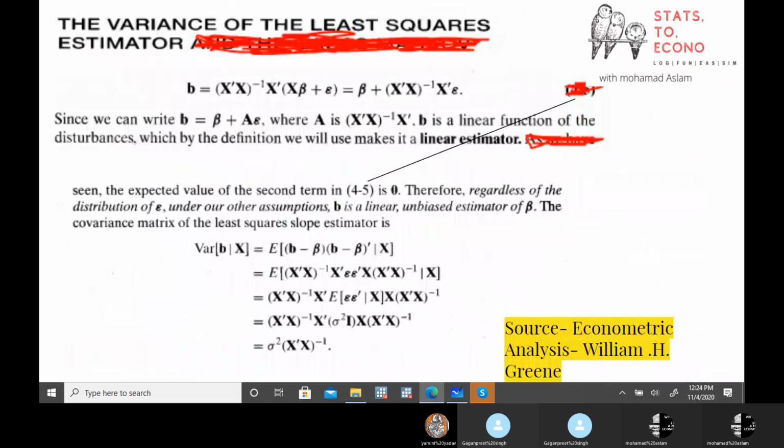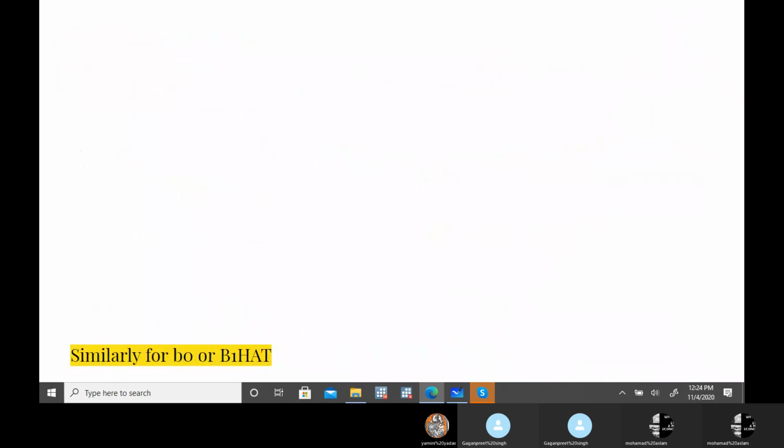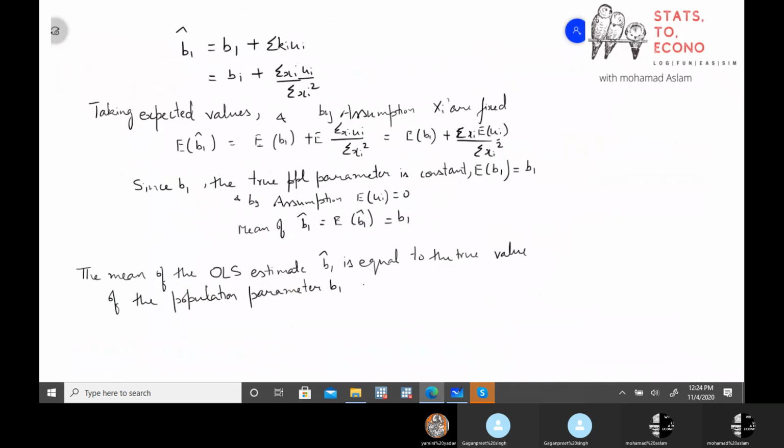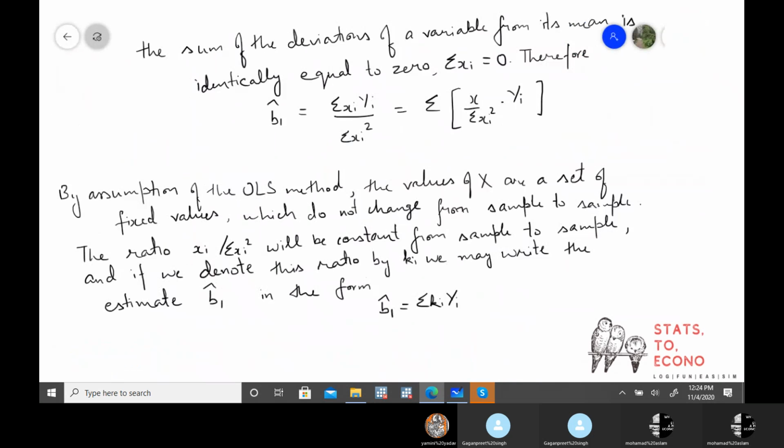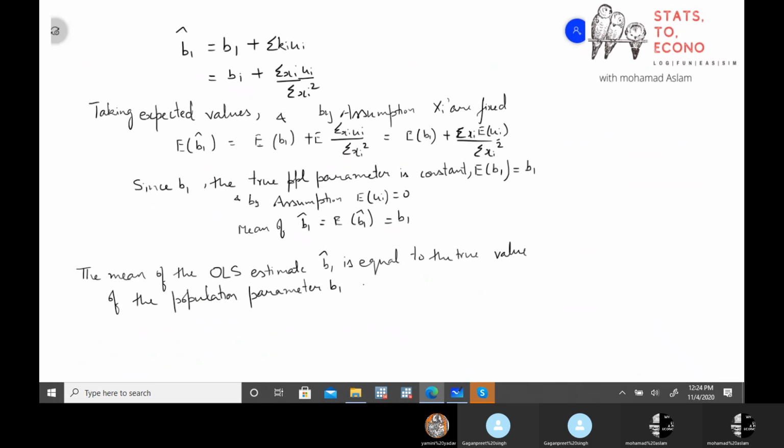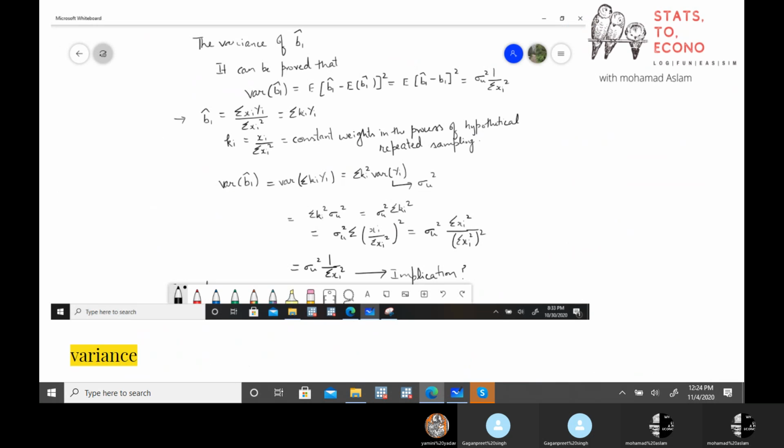So first just start with the slope coefficient. Okay, so it's proved that it's unbiased. So now we need a variance to prove minimum variance. So how do we calculate this value of variance?